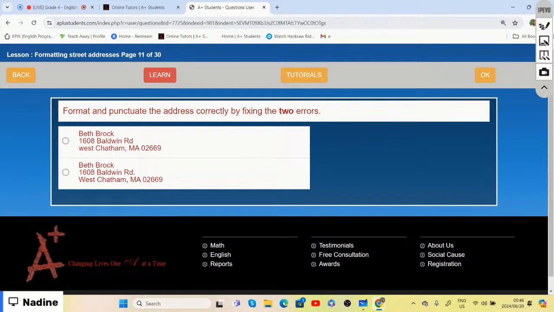All right, and if we were to choose the correct option with no errors, no punctuation errors, nothing wrong, we will go with option two. The two errors that we find in option one are that next to road we don't have a period, and west needs to be capitalized. West, for the city West, for example.